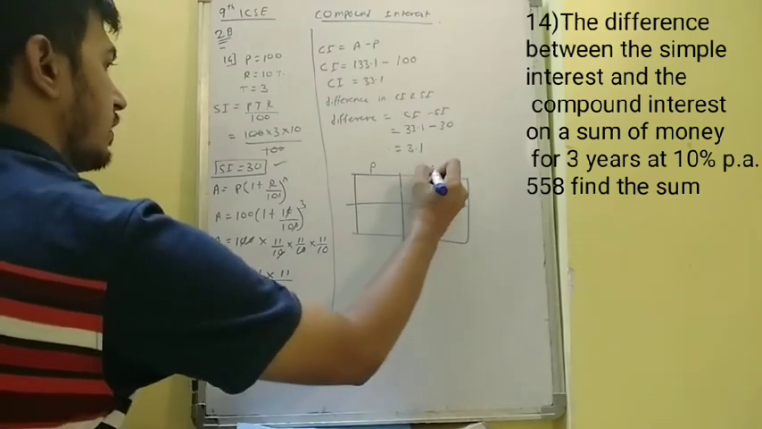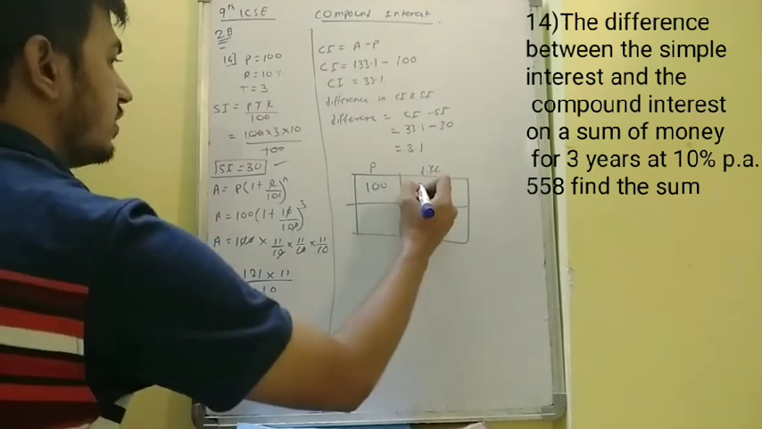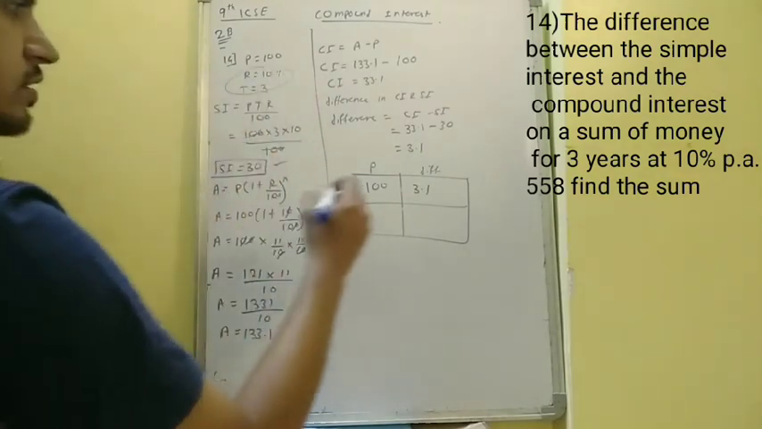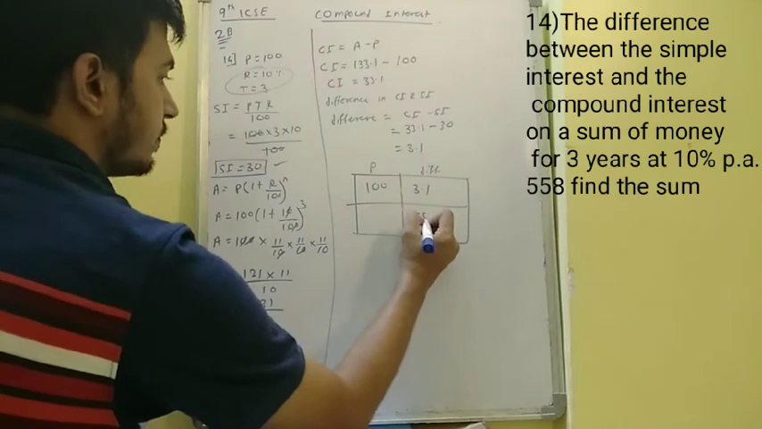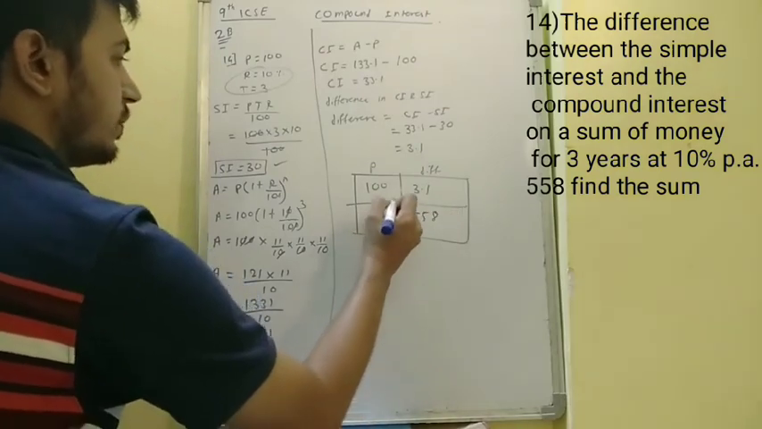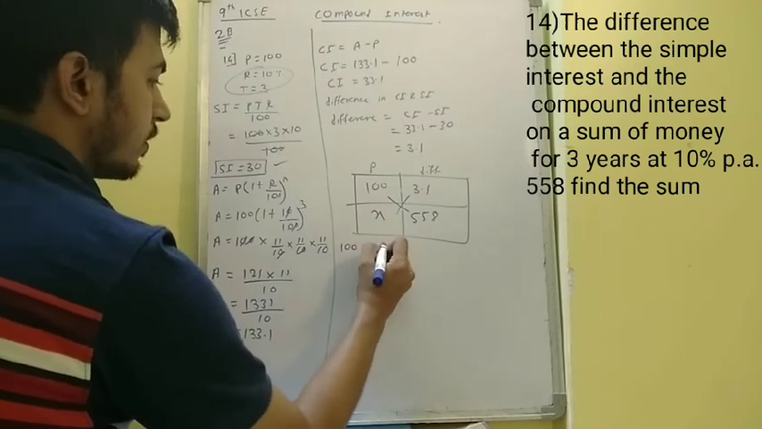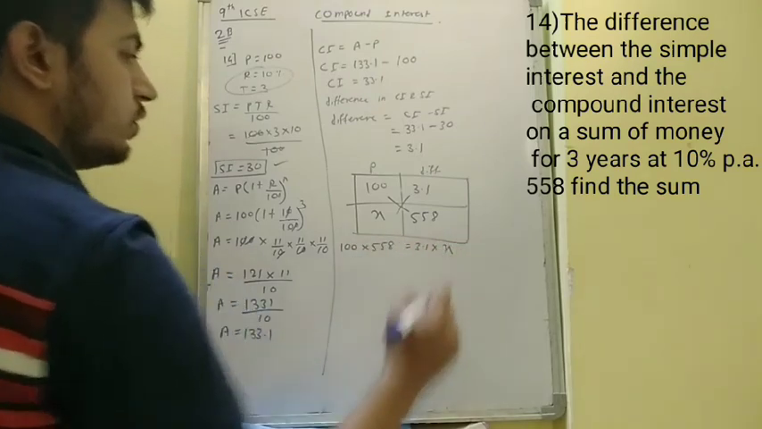Principal difference. When the principal is 100, the difference is 3.1. Using this, now the difference is 558. So the principal is x. So 100 into 558 is equal to 3.1 into x.